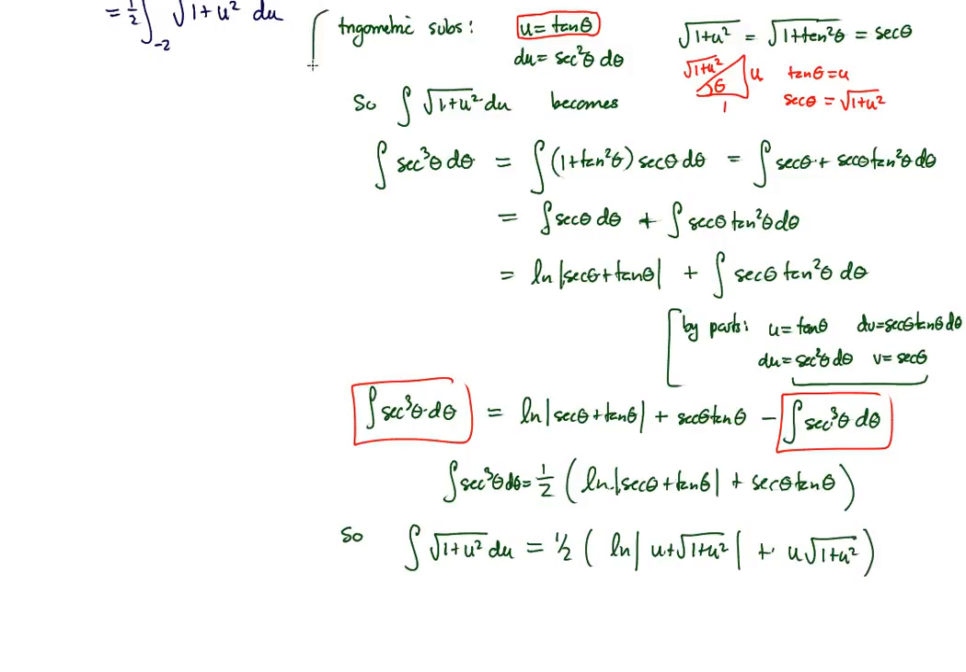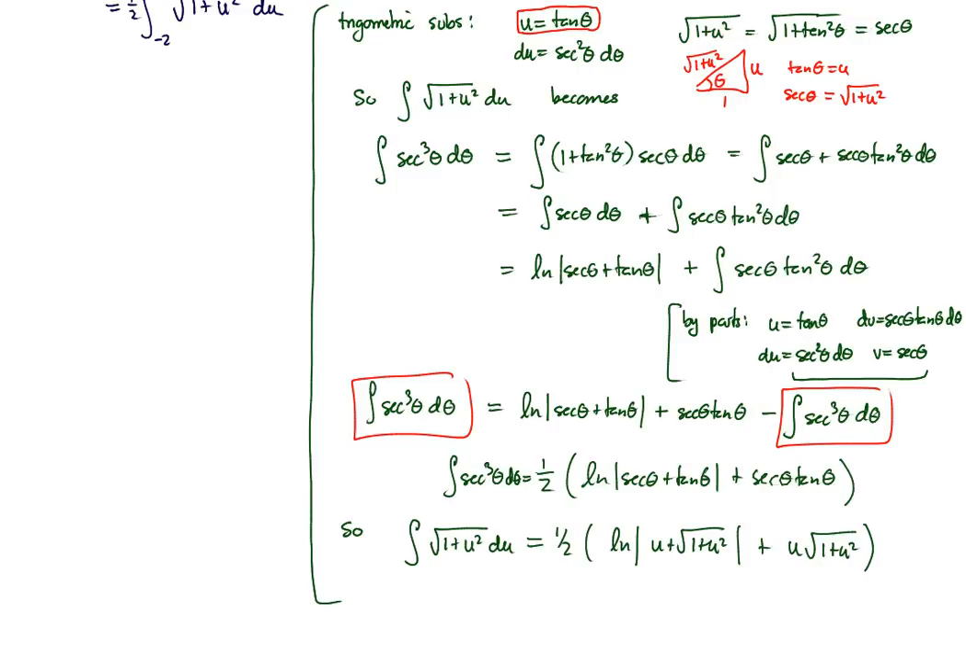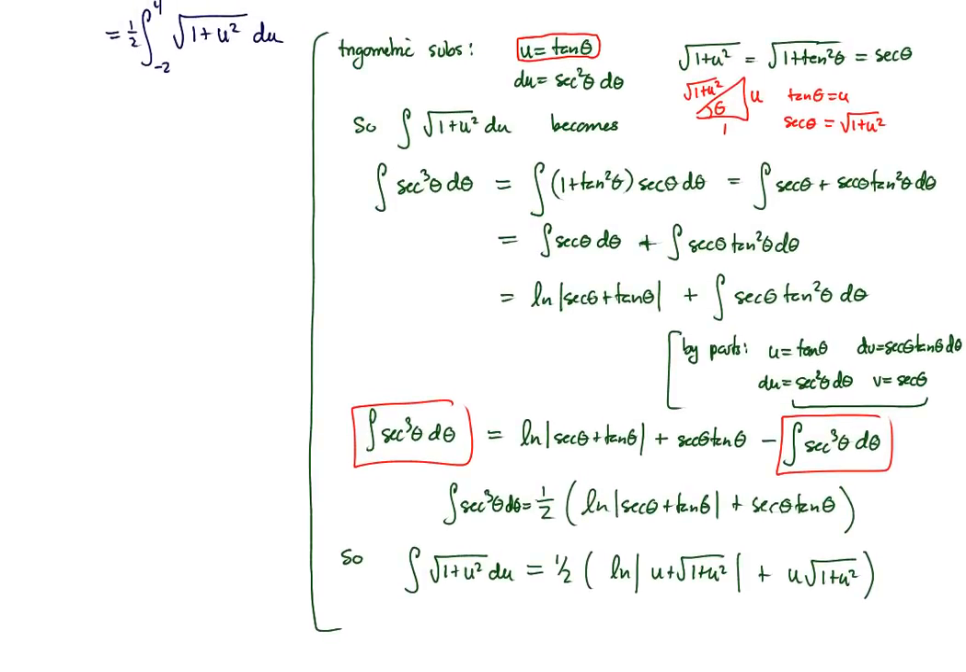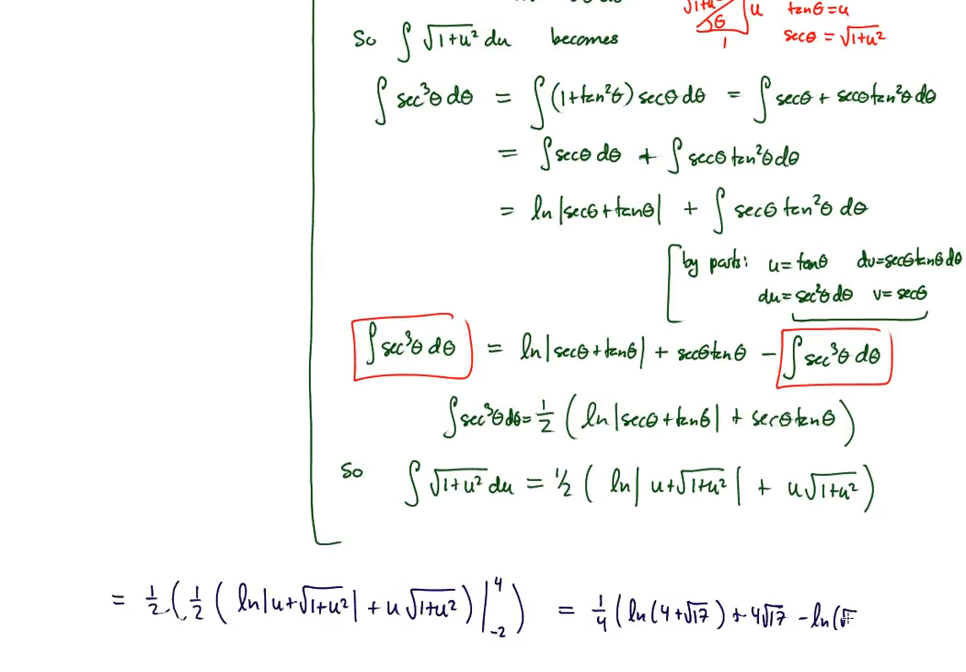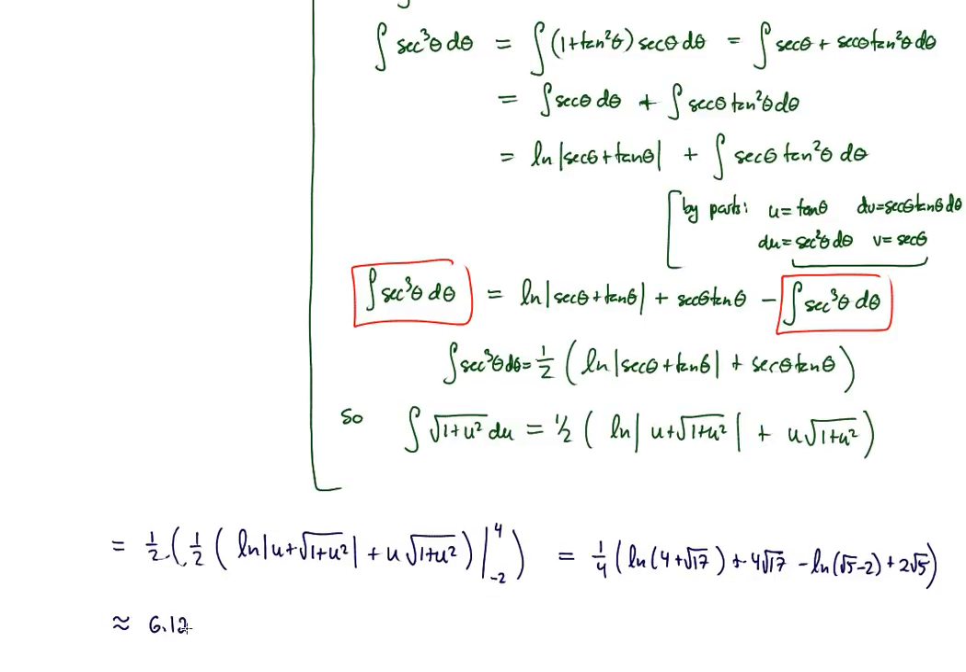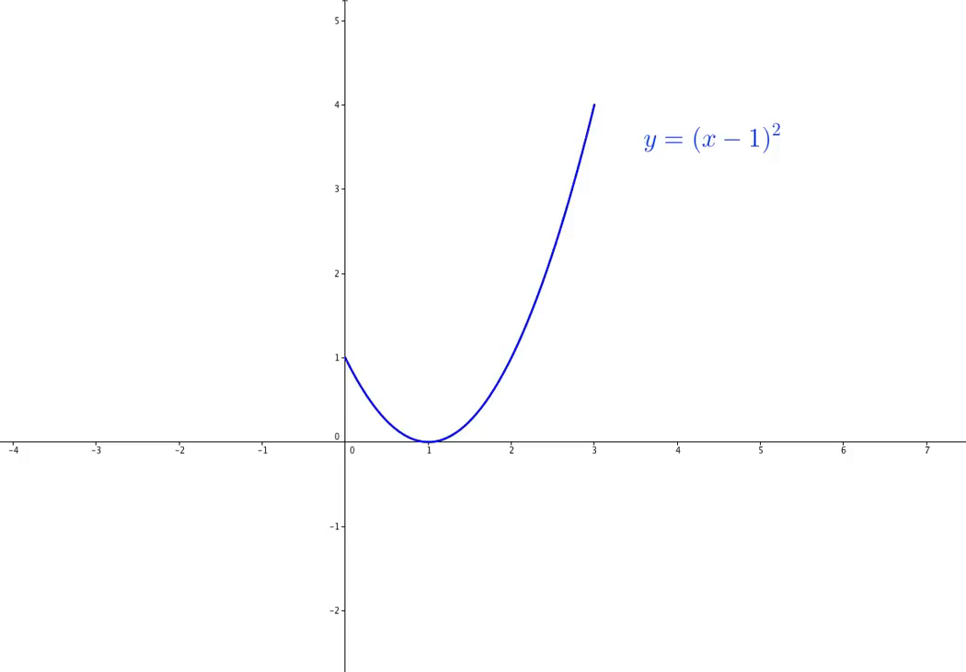And so all of this work was just to find the antiderivative of the square root of 1 plus u squared. And so now we can take this antiderivative and go back and finish off the integral. And this is approximately 6.125. So the length of the original curve is approximately 6.125. And that agrees with our observation when we lay the curve out flat.